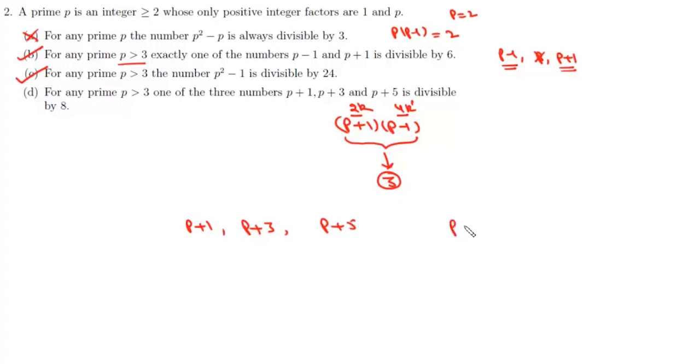Now if we take this p as p congruent 1 modulo 8, then p plus 1 will leave the remainder 2, p plus 3 will leave the remainder 4 and p plus 5 will leave the remainder 6. So neither of p plus 1, p plus 3 and p plus 5 is divisible by 8. So this option D is incorrect. So the correct options are B and C.